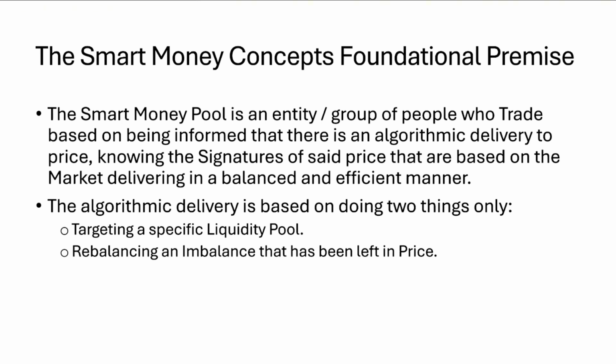The algorithmic delivery is based on doing three things only, and this is very simple, yet most people overcomplicate it. Targeting a specific liquidity pool and rebalancing an imbalance that has been left in price. That's all the market does. It targets specific liquidity pools and it rebalances an imbalance, or in other cases it consolidates, but that's just an accumulation of liquidity pools. So it is all based on liquidity pools and imbalances. That's all the market does.